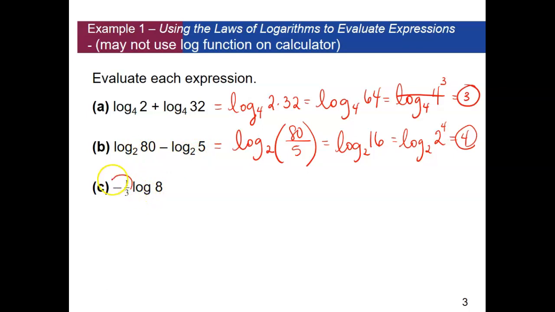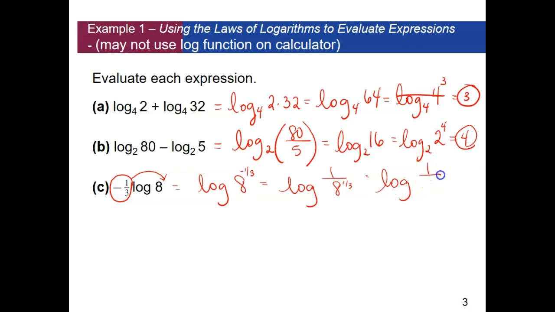Okay, this one, if I have something in front, then I can pull it up as an exponent, or if I have something up as an exponent, I can bring it down in front. In this case, it's going to be to our advantage to bring it up as an exponent. So I'm going to have the log base 8 of negative 1/3. This is going to be the same thing as 1 over 8 to the 1/3, which is the cube root of 8. And the cube root of 8 is 1/2.